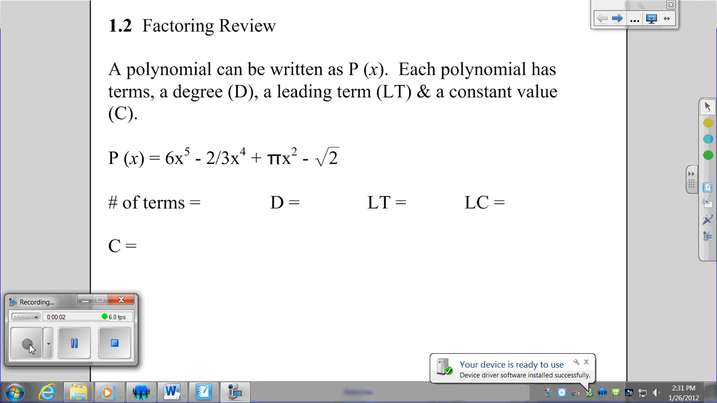Okay, class. Over the next few classes, we're going to be reviewing your skills that you've already learned with regards to factoring. So I'm going to be reviewing lots of topics that you've seen before.